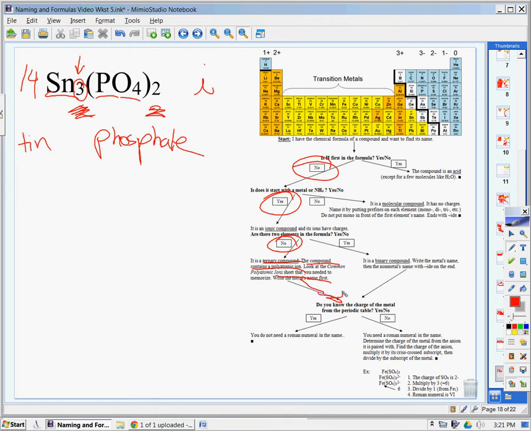And do you know the charge of the metal from the periodic table? In fact, this time tin's here. It's underneath. No, I don't know what the charge is. That means I need a Roman numeral. All right, we hate finding the Roman numerals, but we got to do it.